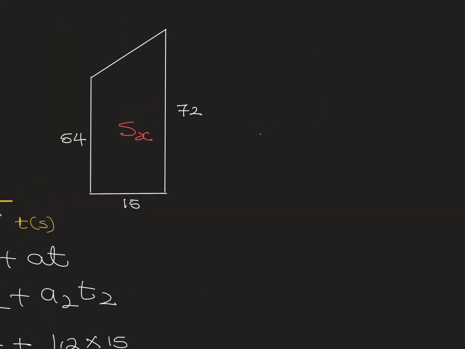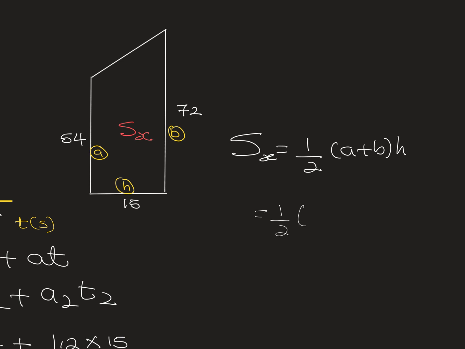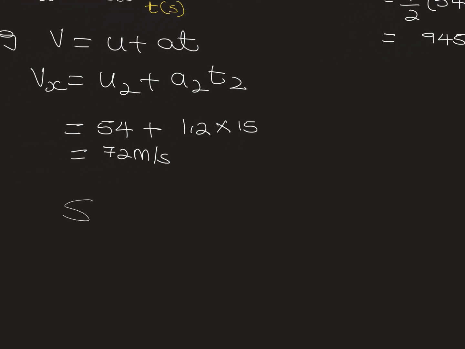And let's call that distance Sx. So we can find the distance Sx by using the area of a trapezium, which is half A plus B times h, where A and B are the two parallel sides, and this will be h. So that is going to be half, A is 54 plus B is 72, multiplied by h, which is going to be 15. And what are we going to have? That is 945 meters.